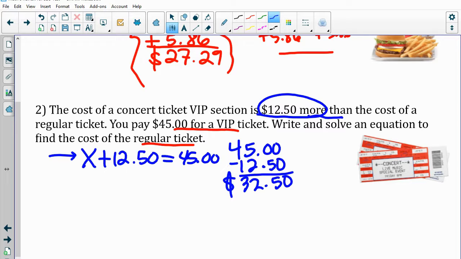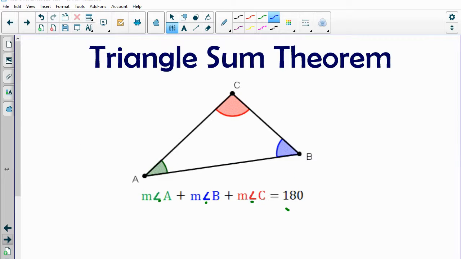Or you can write an equation. Questions on that one? Okay, last thing that we need to remember, our triangle. You guys are really good at this. How much do all three angles add up to be? 180. So you can truly create an equation by adding all three angles together to equal 180.